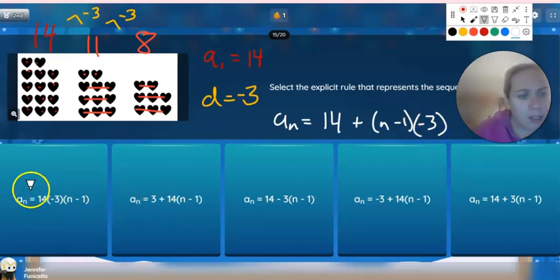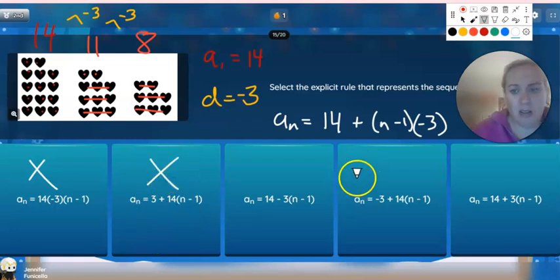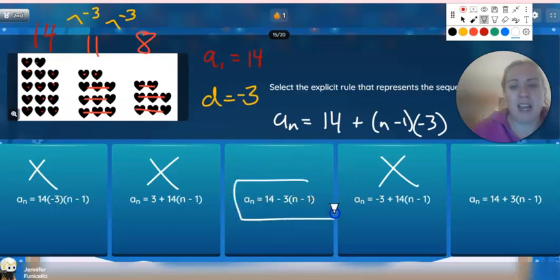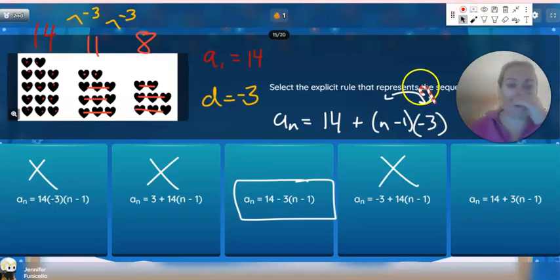So there definitely, it can't be this one because that's all multiplication. This doesn't start with 14. This one doesn't start with 14. And this one has the -3. So they just switched the order of these two. We can do that with multiplication. You want to make sure your difference is negative here.